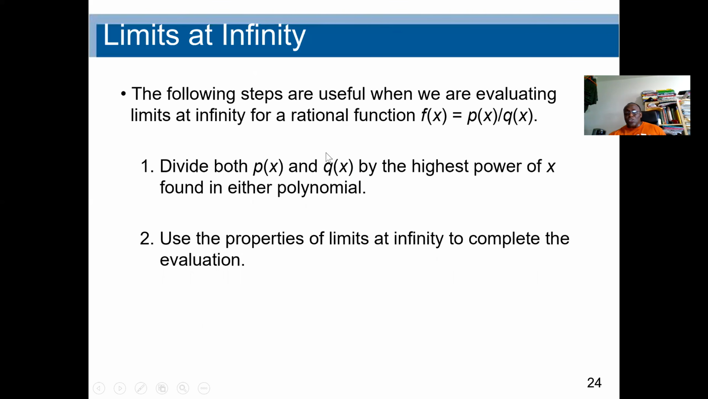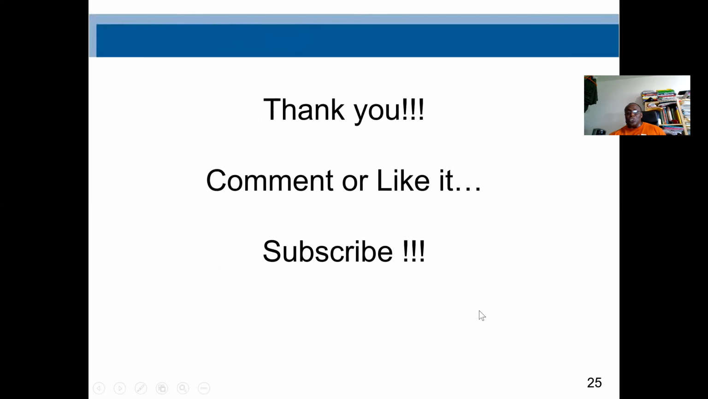So the following steps are useful when we are evaluating the limit at infinity for a rational function p(x) divided by q(x). So we divide both p(x) and q(x) by the highest power of x found in the polynomial. And that's what we did earlier. Then use the property of limit at infinity to complete the evaluation. So this will be the conclusion of limits at infinity, and also when a function is continuous or discontinuous.